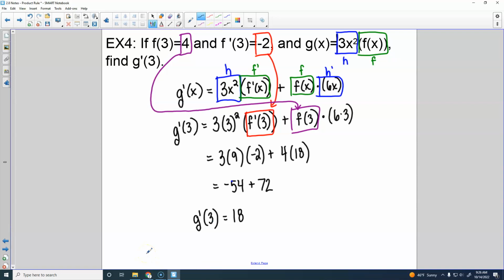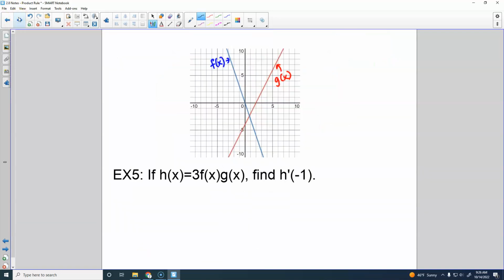Okay, questions? All right, let's do another one that's kind of theoretical here. I have f of x and g of x given to me in this graph. And the question tells me about this new function called h of x, which is 3 times f of x times g of x. And we are asked to find h prime of negative 1. So, to find h prime of negative 1, we've got to take the derivative of this function, and we've got an f of x times a g of x, so product rule is going to have to be used here.